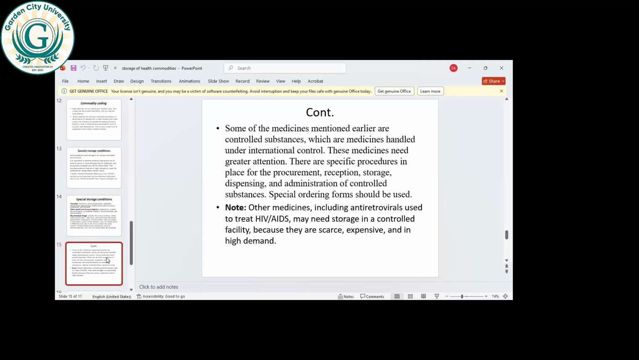Some of the medicines mentioned earlier are controlled substances, which are medicines handled under international control. So whenever medicines are handled under international control, the individual may not be able to import them. You may need, what do you call it, authorization from your country to be able to import those medicines.